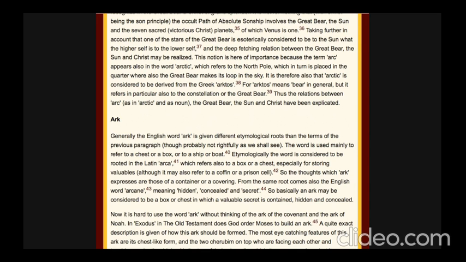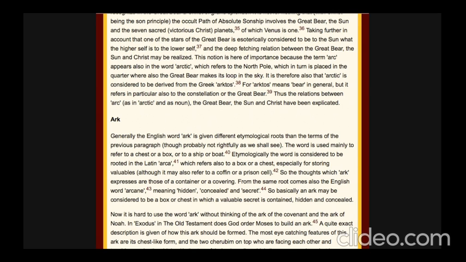Etymologically, the word is considered to be rooted in the Latin arca, which refers also to a box or a chest, especially for storing valuables, although it may also refer to a coffin or a prison cell. So the thoughts which ark expresses are those of a container or a covering.